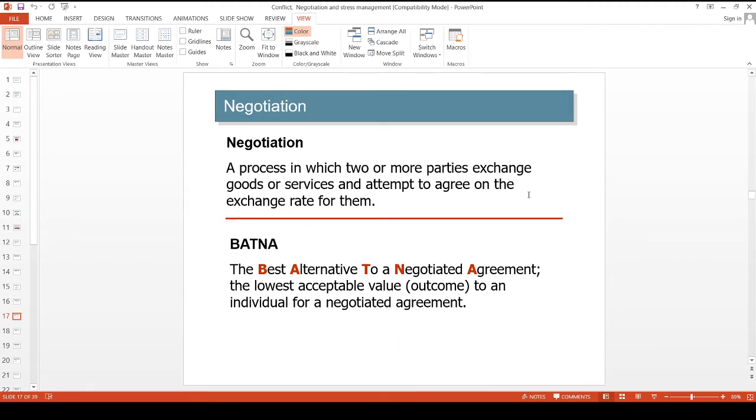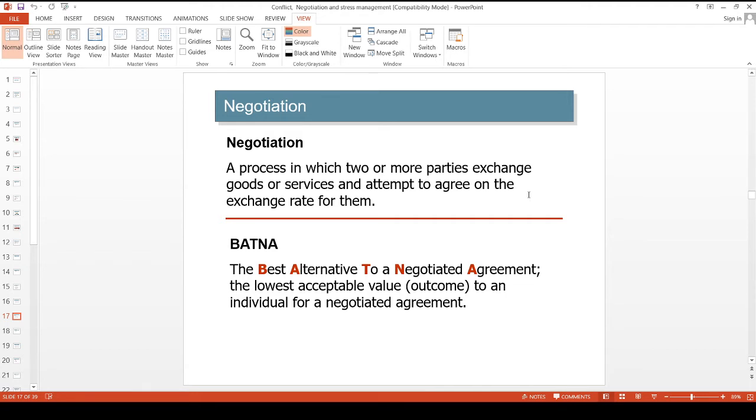So what is negotiation? It is a process in which two or more parties exchange goods or services and attempt to agree on the exchange rate for them. These are situations in which the different parties may have conflicting viewpoints, and you will have to make both parties agree on a particular point in order to exchange. You will have to reach a point which may satisfy both parties, and that depends on your negotiation skills.